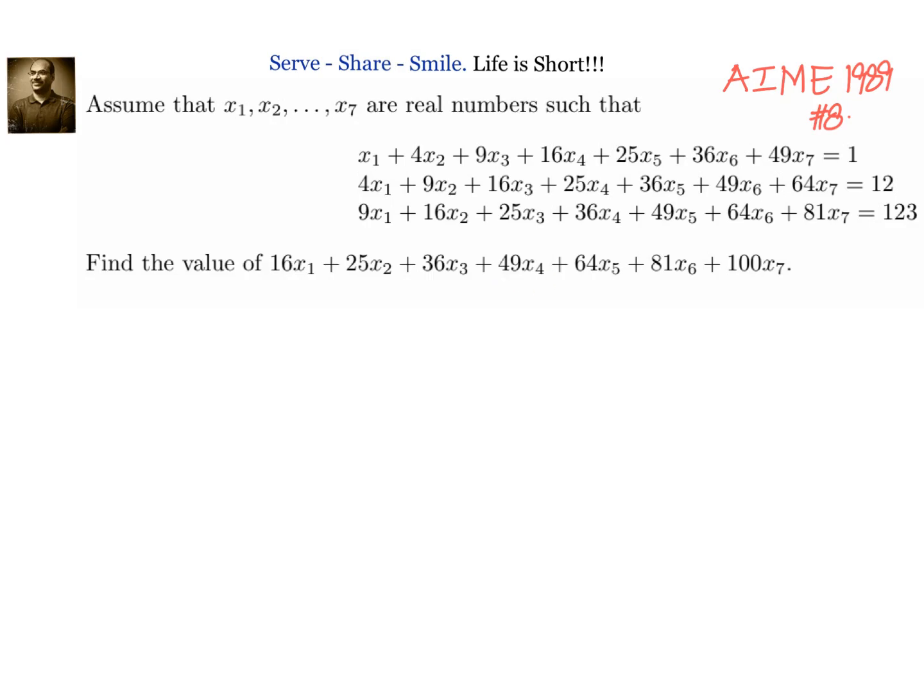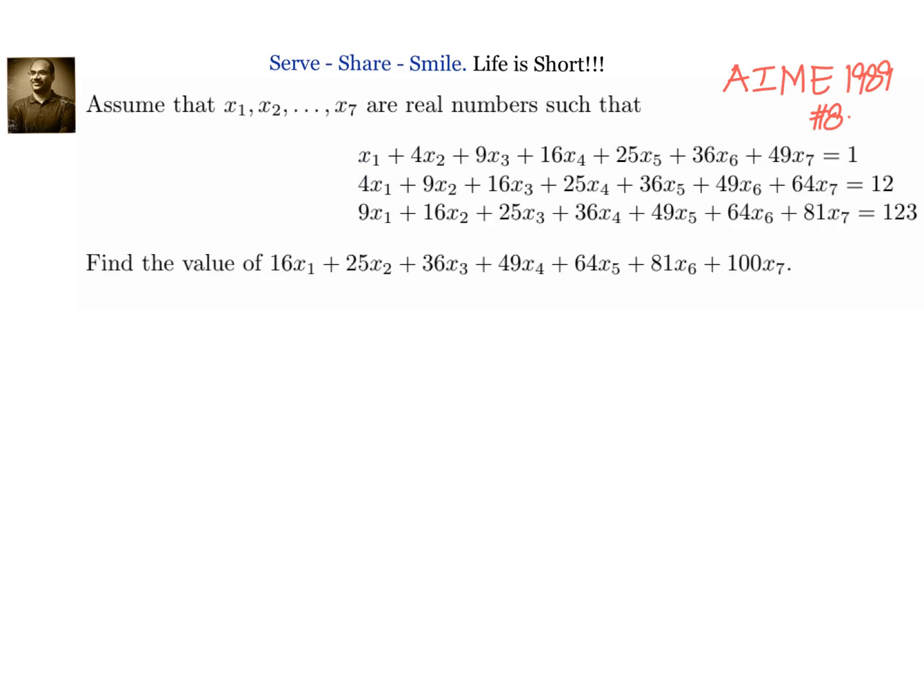Now to solve this problem, certainly they don't want us to find the values of x1, x2, x3 up to x7, because we know that is not possible when we don't have 7 equations for 7 variables. So the logic is how we can leverage these 3 equations only and get the particular value we need in the final.